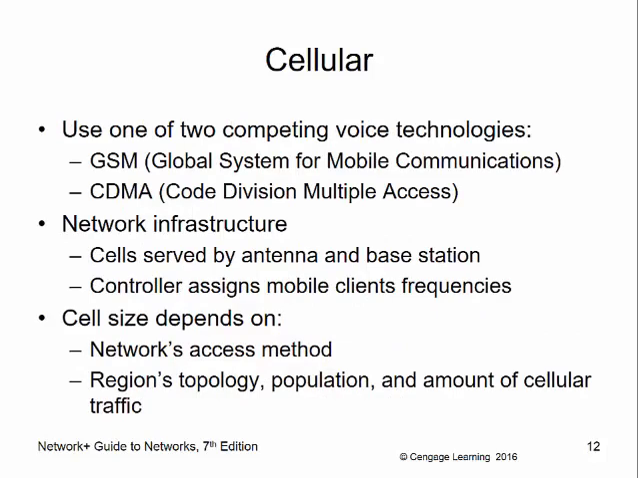If you're in the United States, there are two major technologies that provide cellular service, GSM and CDMA. And which one you get depends on what carrier you pick, right? AT&T uses one, Verizon uses a different one, and of course, they're totally incompatible with each other.